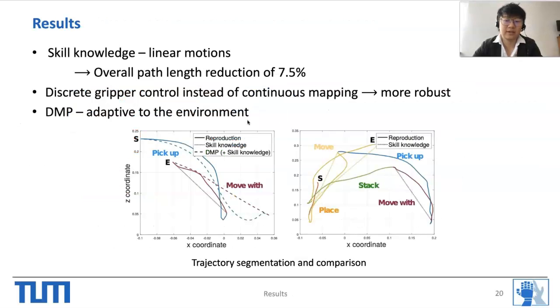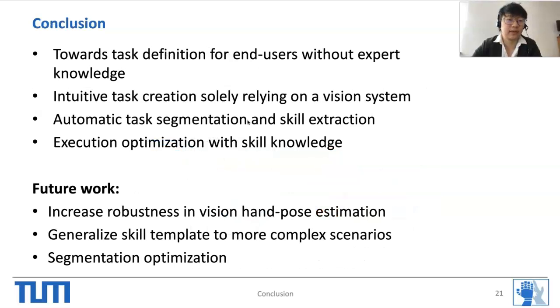We optimize our execution with predefined skill knowledge. As mentioned before, we consider the move actions as a connector, and thus we replace them with linear motions and achieve an overall path length reduction of 7.5%. We do not map the human fingertip distance to the gripper, but instead we obtain locations and send discrete gripper control commands through the recognized skills. We integrate dynamic movement primitives to make our learned execution more adaptive to the environment, in particular if the position of the object has changed.